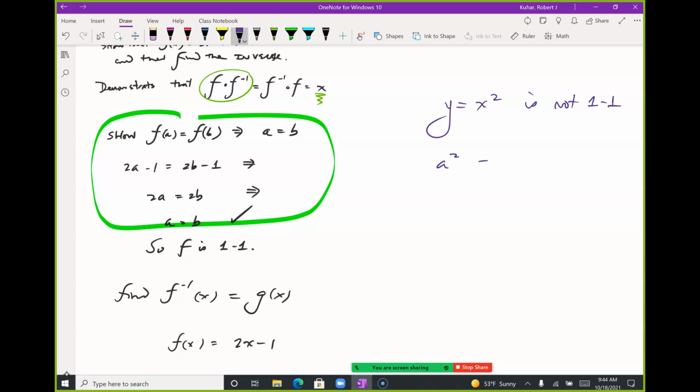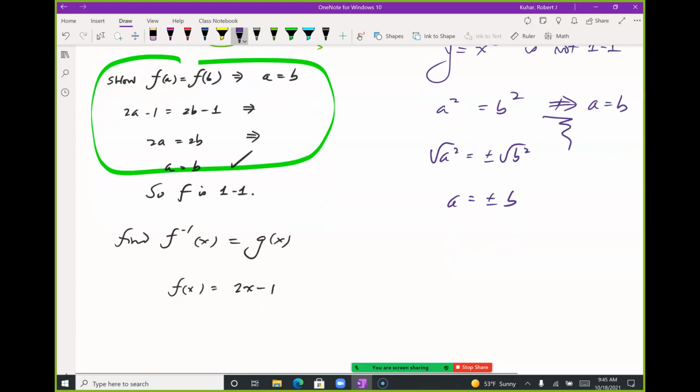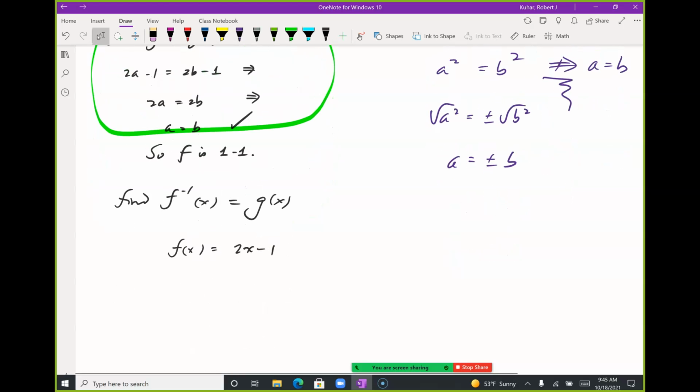So a squared equal b squared should not imply that a equals b. Right? It'll be false. Well, square root both sides. I get square root of a squared equals plus or minus square root of b squared. So I get a equals plus or minus b. It's not equal b. It's either equal to b or minus b. The negative b. Okay. Got it. Good question. So f is 1 to 1 means my inverse exists.